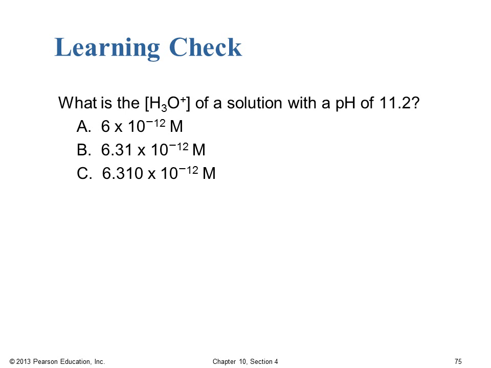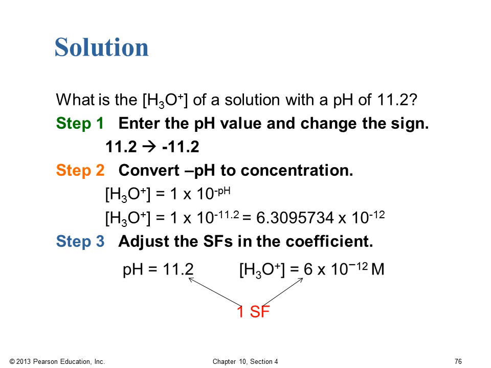Here we'll do another example of determining the H3O plus concentration given a pH of 11.2. First we write out the negative pH, which is negative 11.2. Then we use that number as our exponent. So the H3O plus concentration is equal to 1 times 10 to the minus 11.2, and we get a value of 6.309574 times 10 to the minus 12. Since the pH only has 1 decimal place, we're only allowed to report 1 significant figure in the coefficient of our H3O plus concentration. And so it is 6 times 10 to the minus 12 molar.